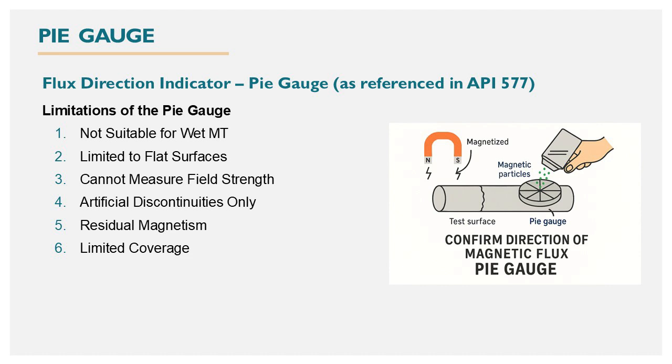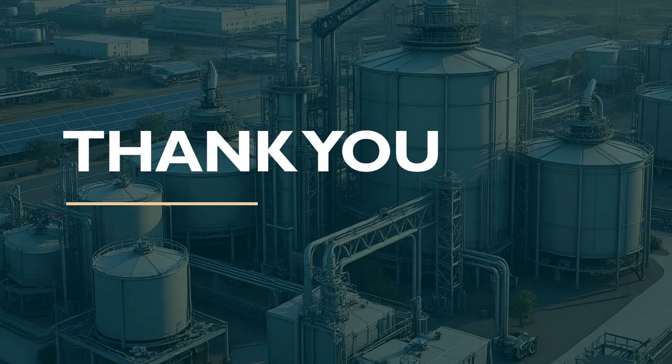Limitation number 6 is limited coverage: the pi gauge only shows flux direction at the specific point of placement. Multiple placements may be needed for large surfaces.